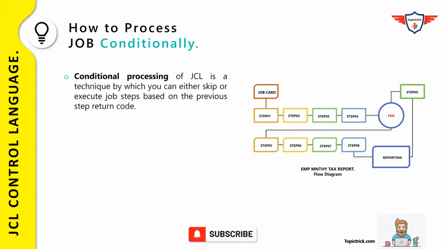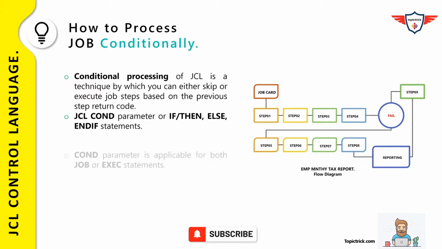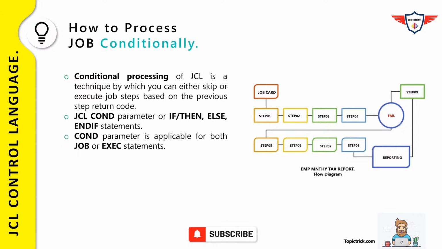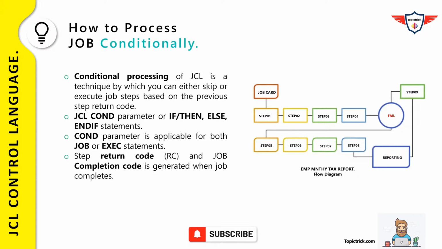The first point is that conditional processing of JCL is a technique by which you can either execute or skip a job step based on the previous step's return code. Second, you can use either the JCL COND parameter or the IF-THEN-ELSE statement to process a job conditionally. Third, you can use the COND parameter on both the EXEC statement and the JOB statement. And the last point is that there are two important terms you should always remember: first is step return code and second is job completion code.